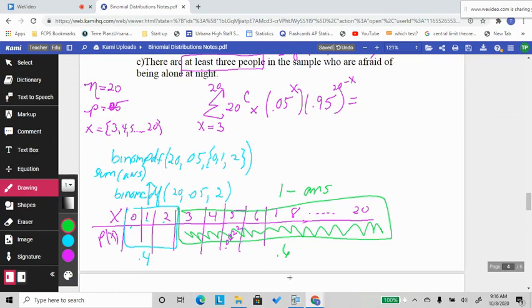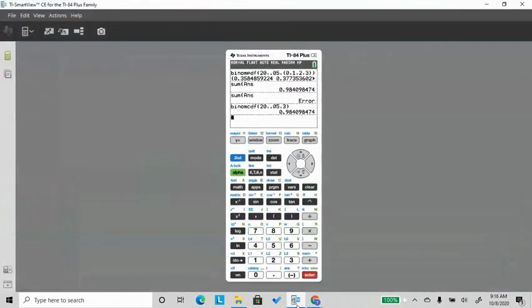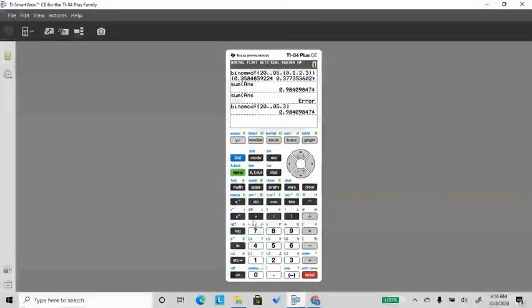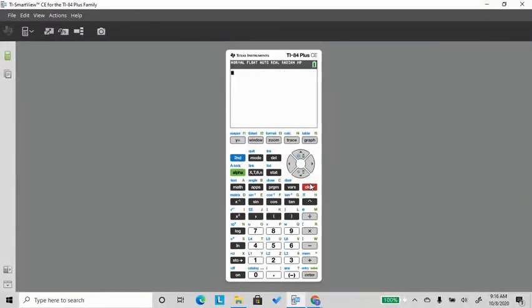All right, so I'm going to go to my calculator. I'm going to use the CDF function. So clear second bars. CDF gives me 20, p, and 2. So I have 20, probability is 0.05, and I'm doing 2. So since I'm in CDF, it's going to go 2, 1, 0, and total for me.